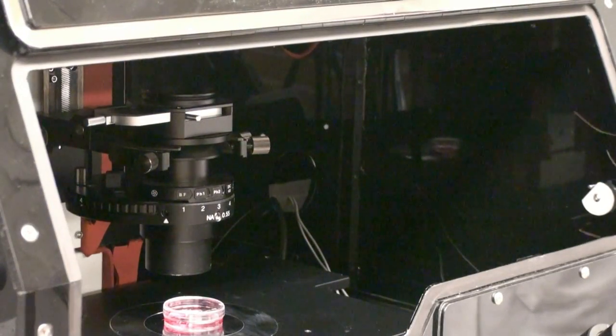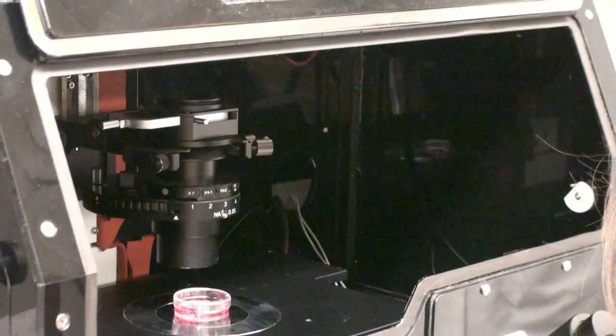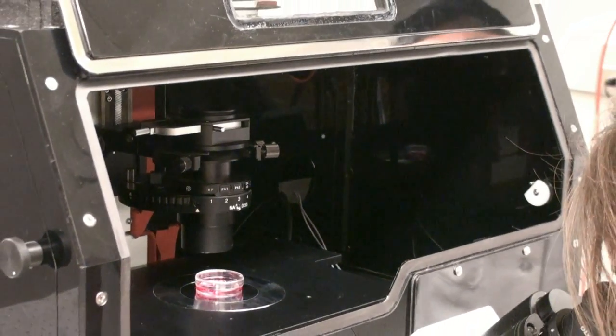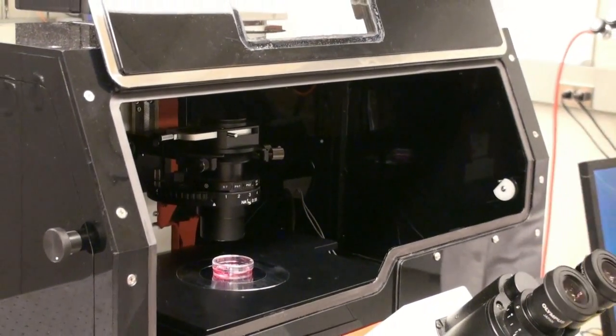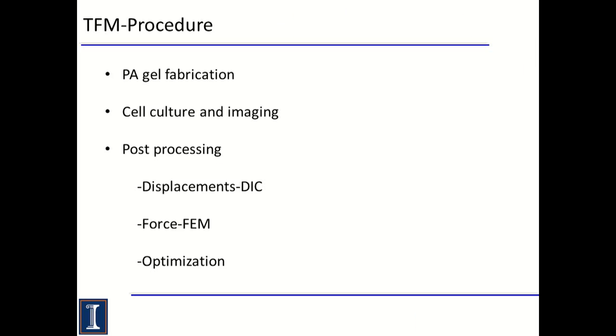Now, we are ready to image the beads under zero force condition. This gives us the two images that we required for TFM. Now that we have learned the procedures to fabricate the polyacrylamide gels with fluorescent microbeads and obtain the bead displacement images, we are now ready to compute the cellular traction forces.